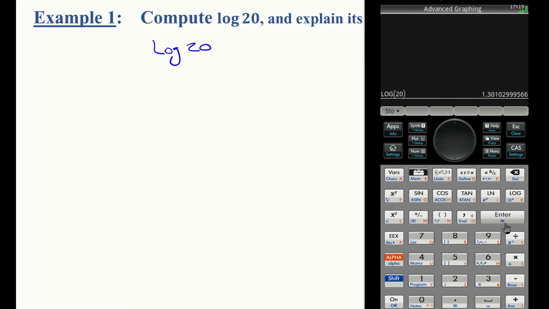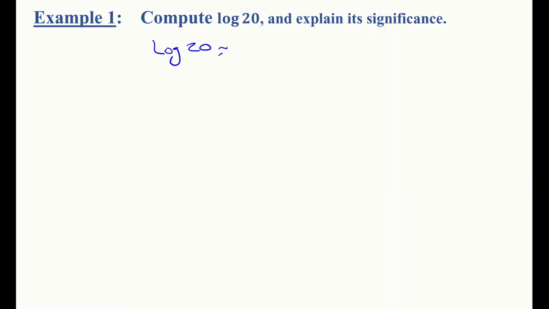So we get approximately 1.3010, let's go to 4 places. So we get from the calculator that this is approximately 1.3010. Here we want to know the significance of what that means. Remember, for that we'll go to full notation. So we realize we have just computed log base 10 of 20, and we have found it to be approximately 1.3010.